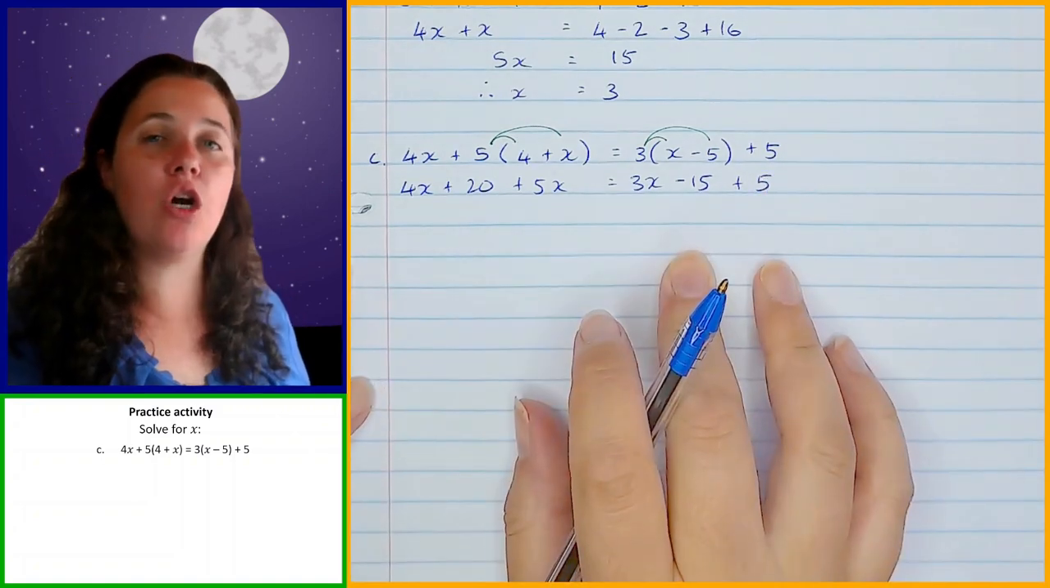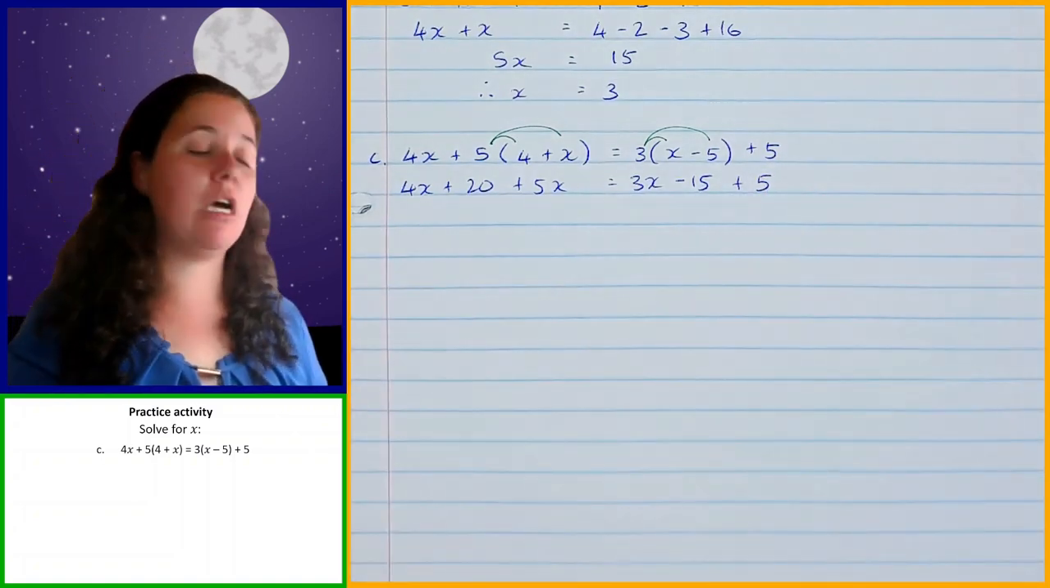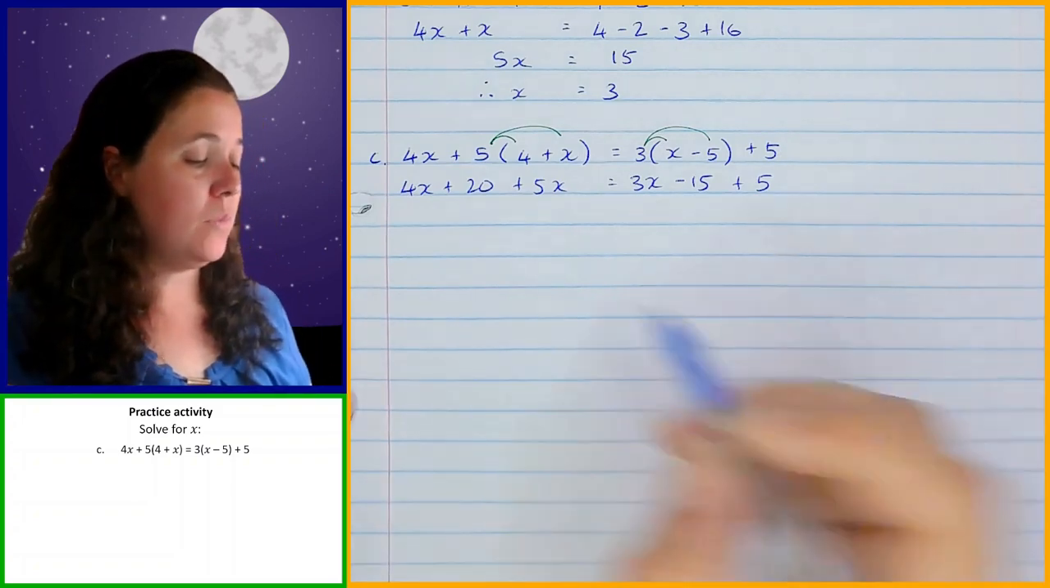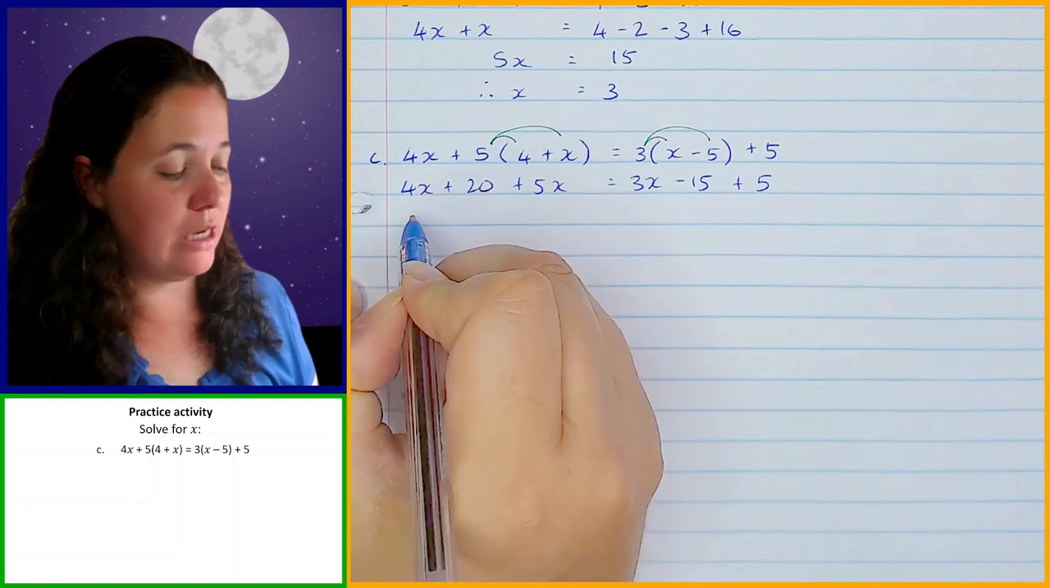Okay, so now I can go and move things around. I can get my x's on one side and my constants on the other side. So we have 4x plus 5x on the left-hand side.